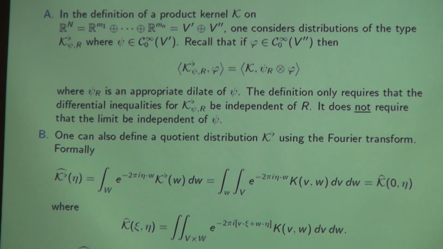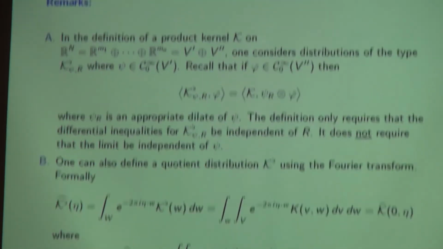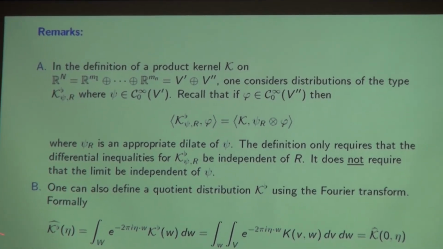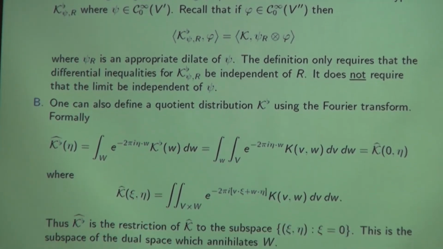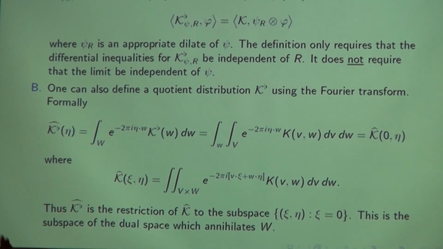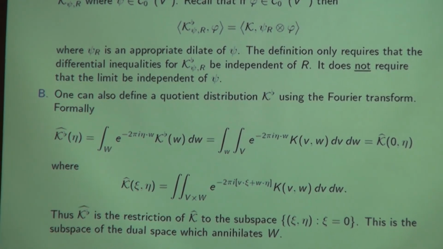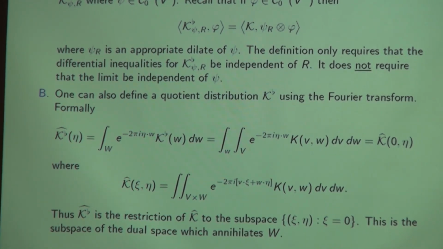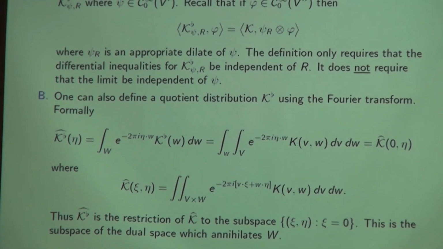So here is the remark: if I project along something parallel to one of the axes, this already occurred in the definition of product kernels, but it does not require that the limit be independent. And then I just made another remark. I've talked about trying to push down distributions. Another way of thinking about this is trying to restrict the Fourier transform to subspaces. It's sort of a dual way of thinking about this.